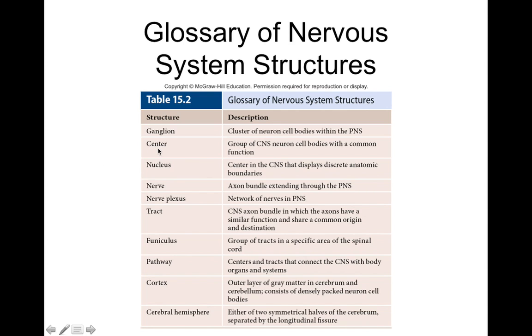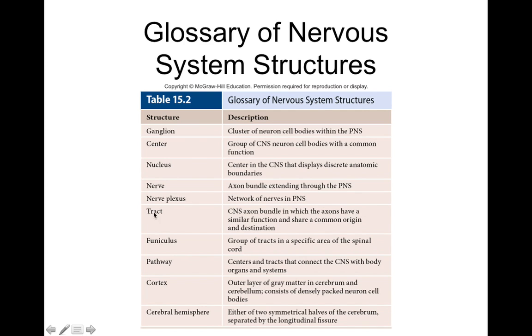Now, a center is basically just a group of neurons with a common function. So we talk about brain centers. So if there's like a brain center for vision, that's just a group of neurons that have a common function. That's what we call centers. A nucleus is just a collection of neuron cell bodies deep within the brain itself. A nerve, we talked about last week, it's basically a bundle of axons in the peripheral nervous system. And a nerve plexus is basically an interconnected network of nerves somewhere in the peripheral nervous system.